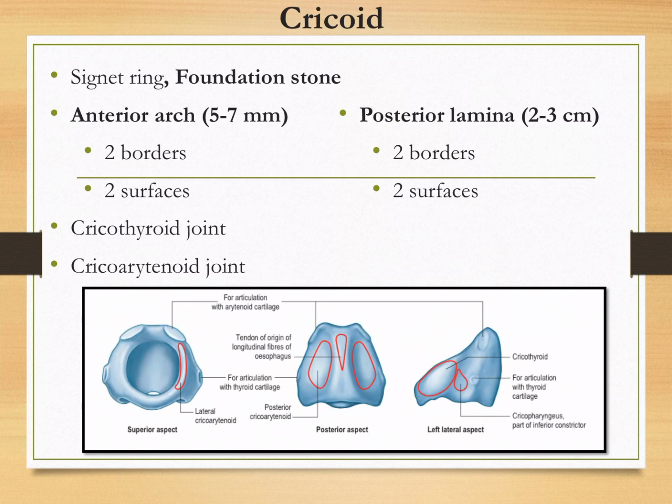And you will also see two facets on the upper aspect of the lamina of the cricoid for the cricoarytenoid joints. You can see that on the left-sided diagram. And you have a facet on the lateral aspect where the lamina and the arch fuse. And that little circular facet is for the cricothyroid joint.